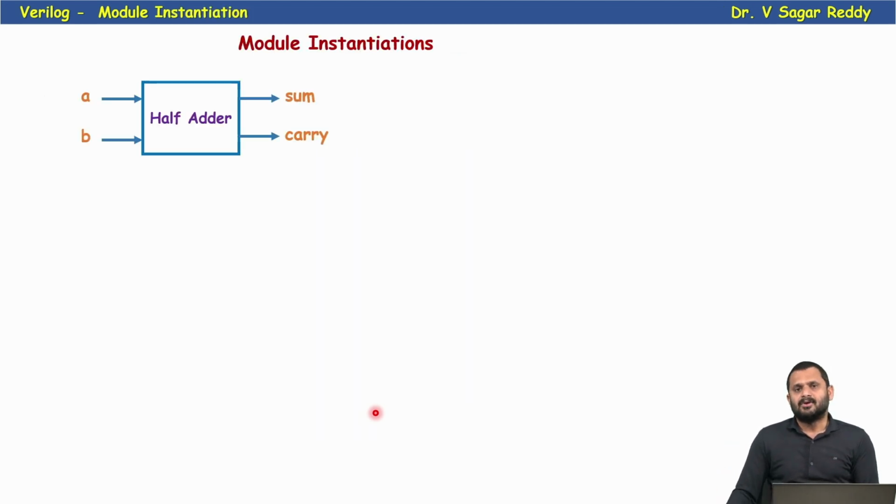Now see, what does model instantiation mean? How will we do this? How many ways can we do it? I'll explain in this video. So let us consider a simple half adder, having two inputs, a comma b, and two outputs, sum and carry.